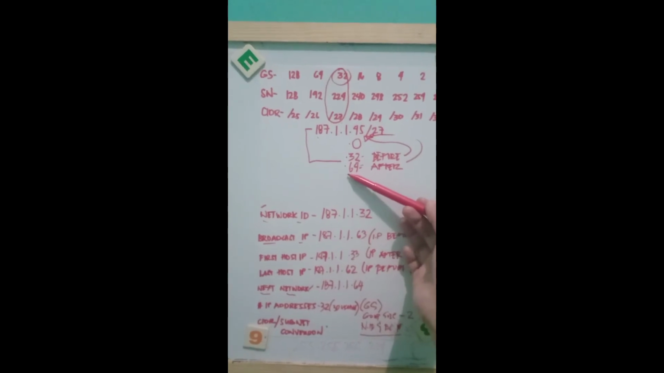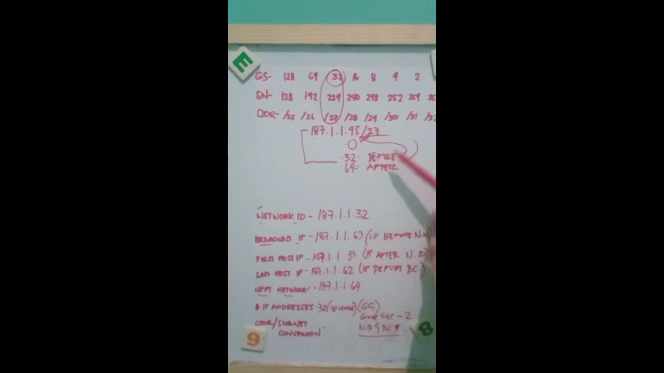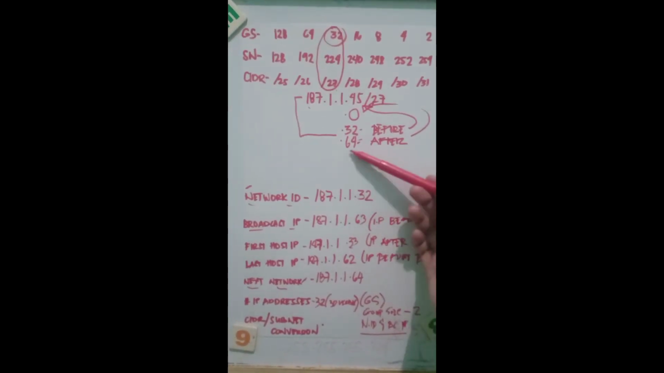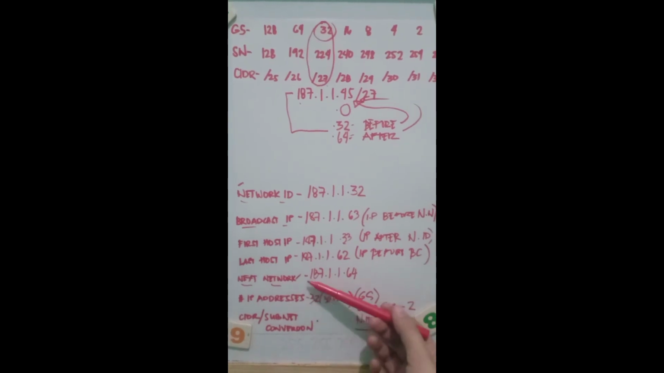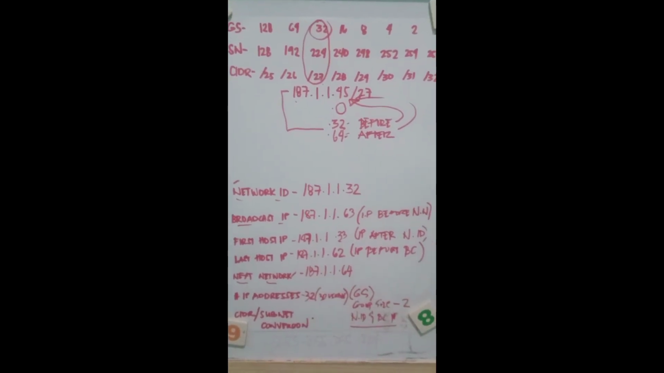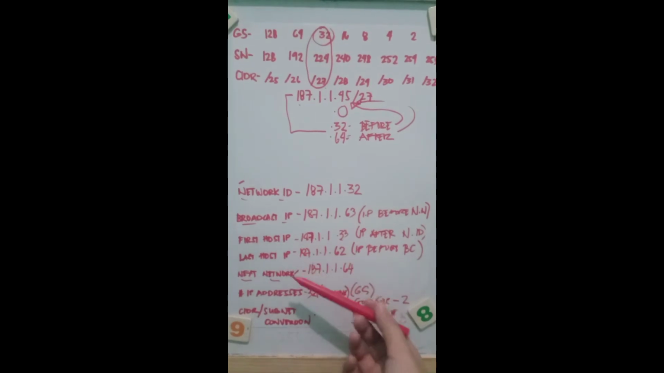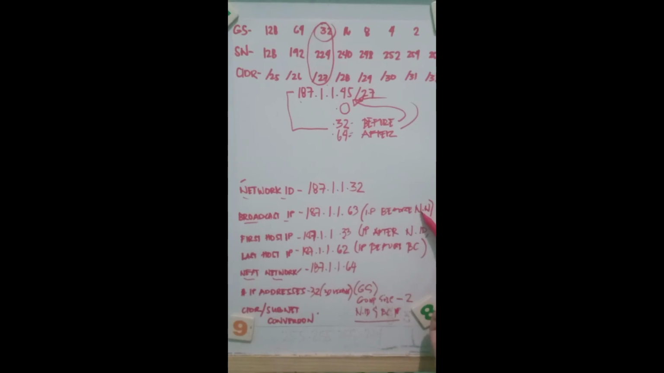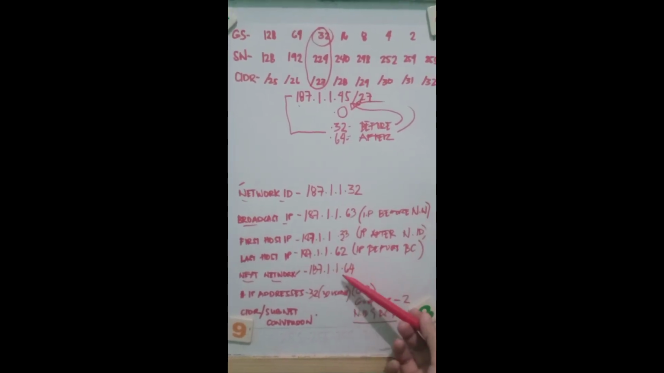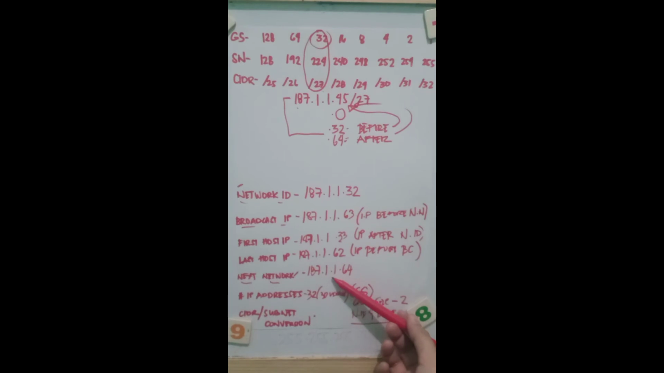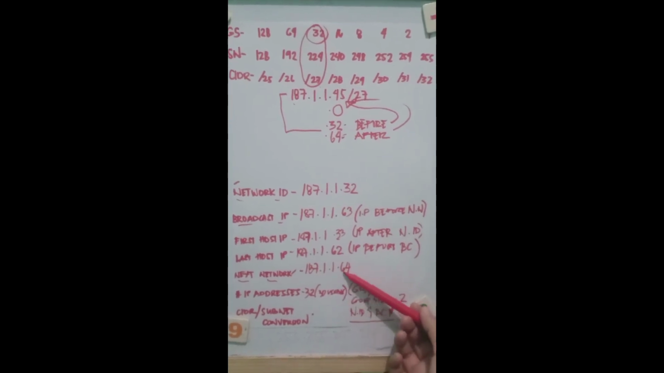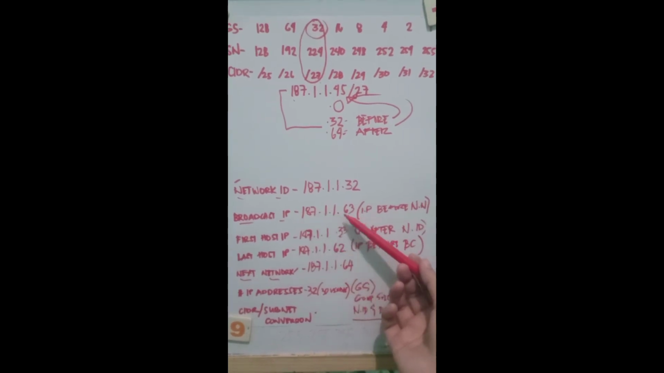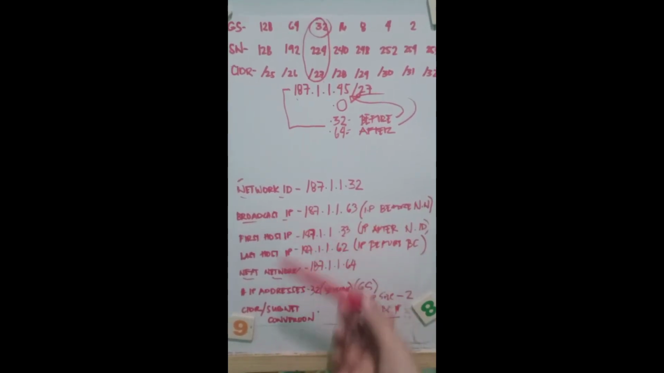This number, .64, is the number after the target ID. Okay, therefore, .64 is our next network, 187.1.1.64. Okay, next, the broadcast IP. Broadcast IP is the IP before the next network. So this is our next network, 187.1.1.64. So the IP before this is 187.1.1.63, which is our broadcast IP.